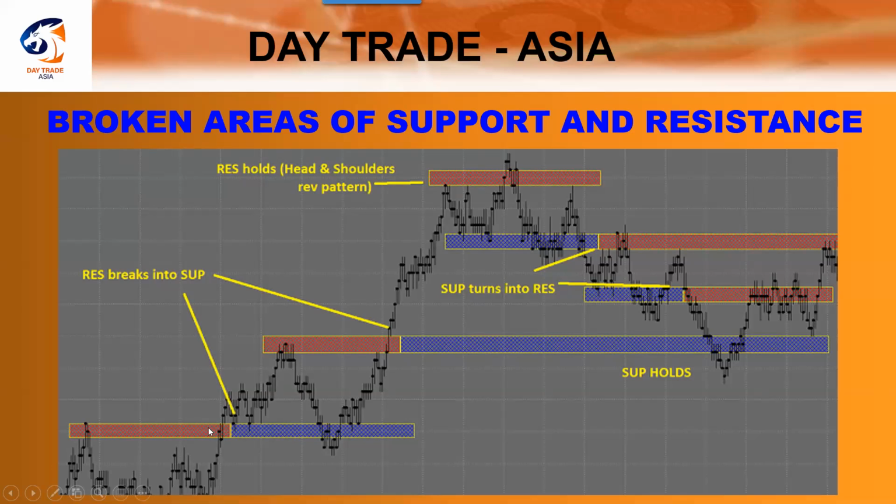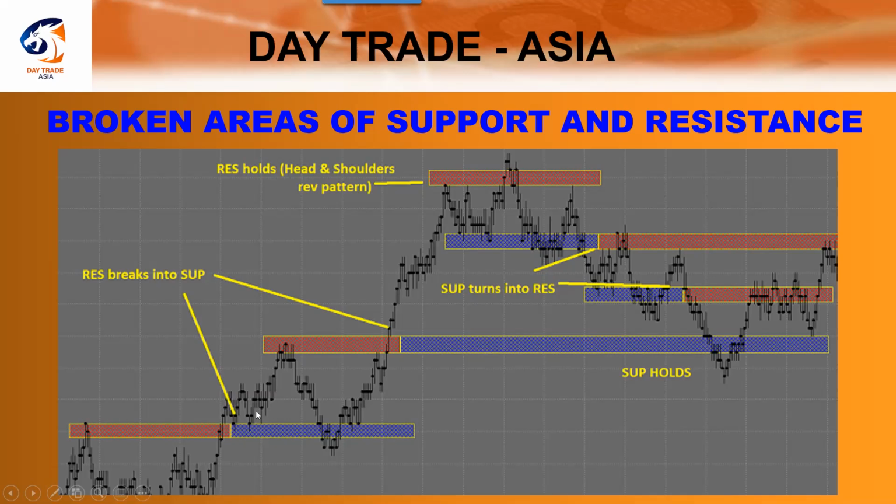What happens is now it broke through here. It broke through the resistance area. The resistance area now becomes what? It comes back down and bounces off the same area, except now it's coming from the top. So instead of coming from the bottom, it's coming from the top. Now this is called the support area. So the resistance area now becomes support.